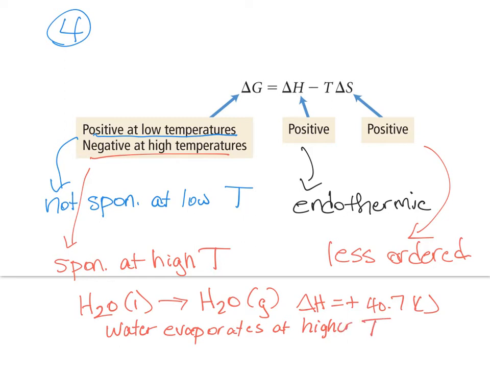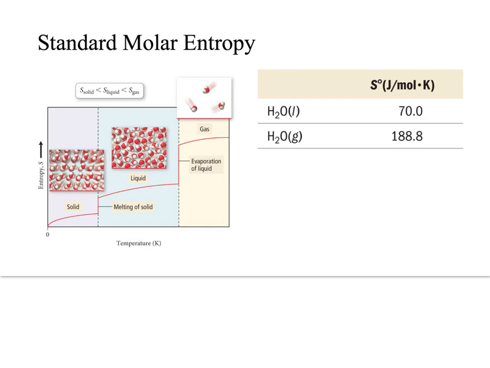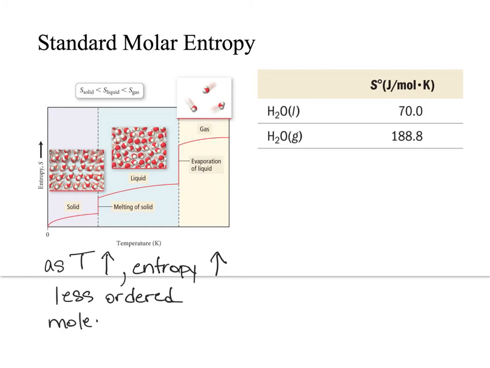So in the case of 3 and 4, we sometimes have to do the math to see if the reaction is spontaneous or not. Switching tack just a little bit here, we can also think about substances within the same phase, or different substances at the same phase. We know that as temperature goes up, entropy increases. It becomes less ordered. The molecules have more energy.